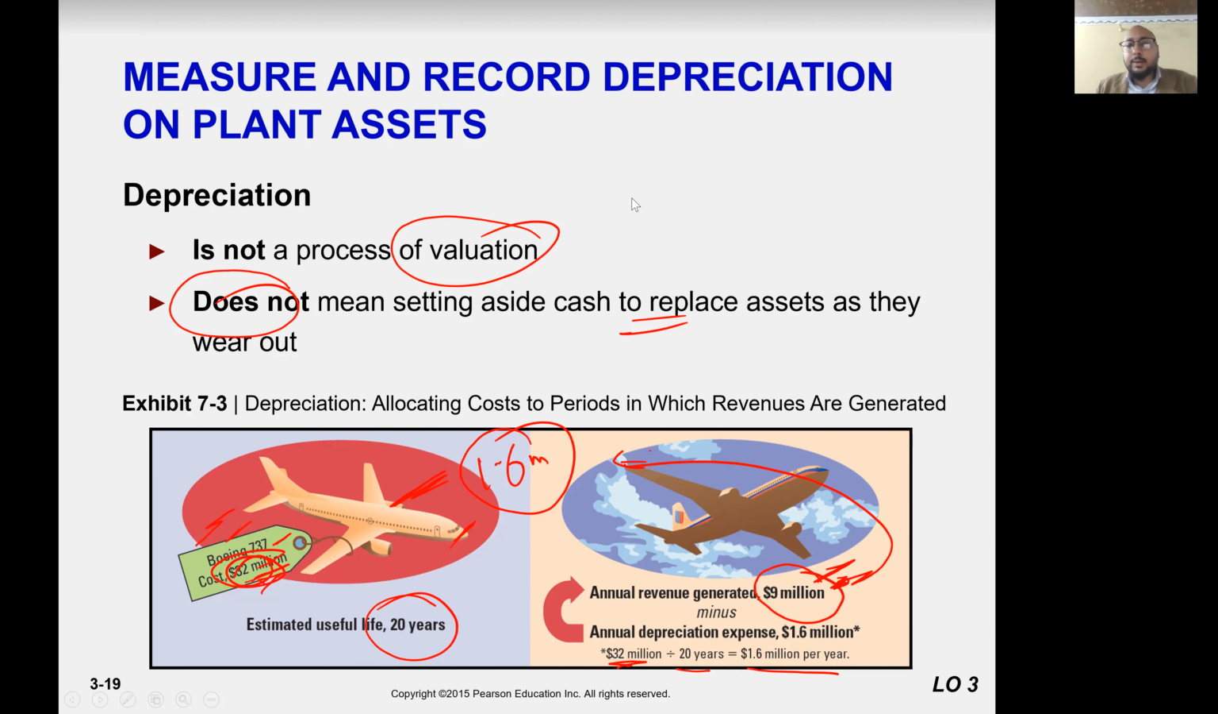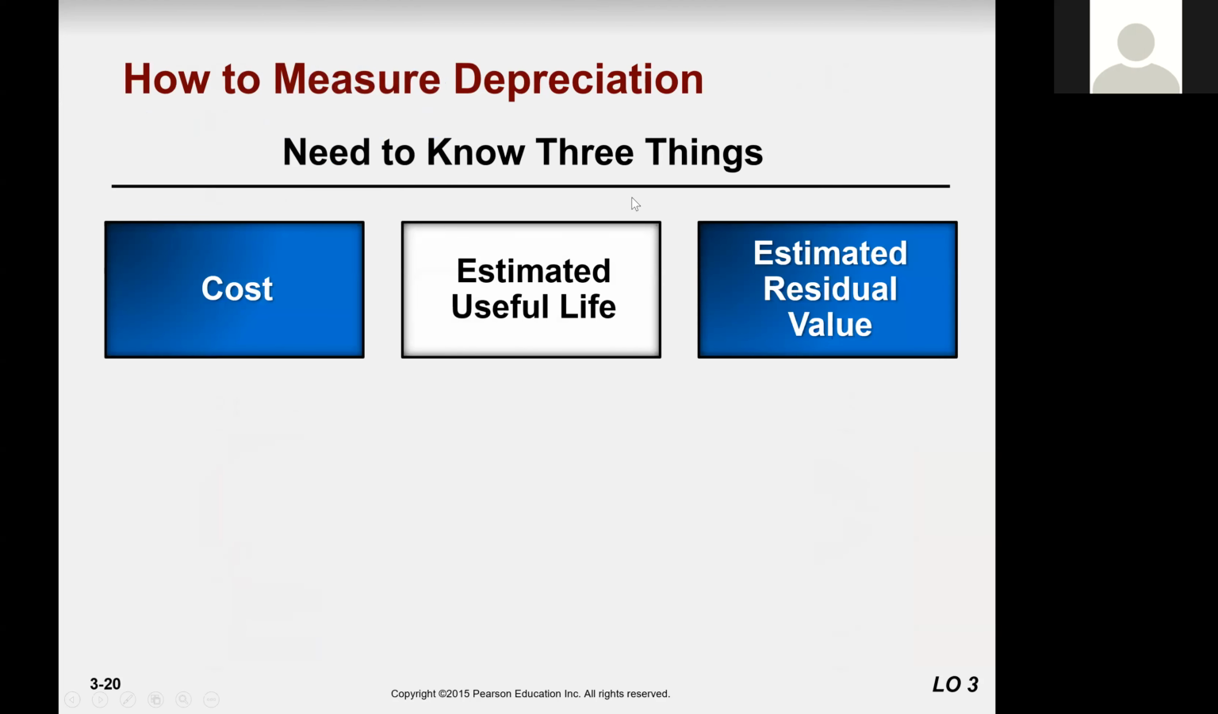Good. Okay. Now, how to measure depreciation? Now we are going towards methods to calculate depreciation. One method we already talked about. We spread equally, but there are other methods as well. So let's just talk about that.